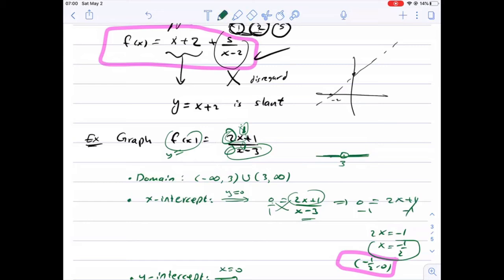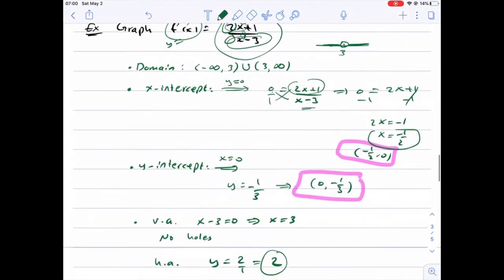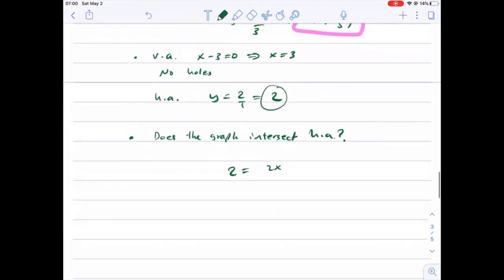The original function is 2x plus 1 over x minus 3. And then we solve for x. So we cross multiply, we get 2x minus 6 equals 2x plus 1. And then we cancel 2x from both sides. We get negative 6 equals 1, and that's impossible. So no intersection.